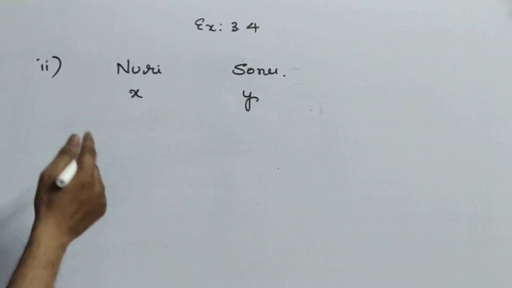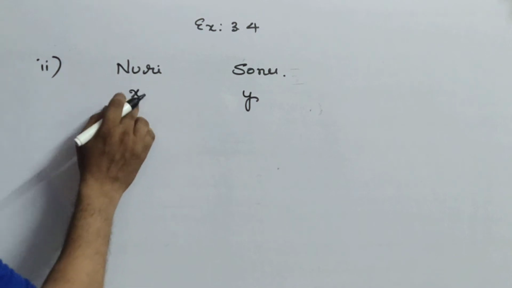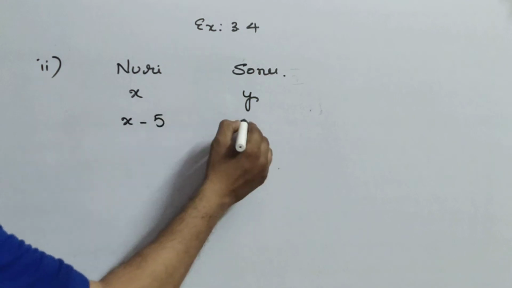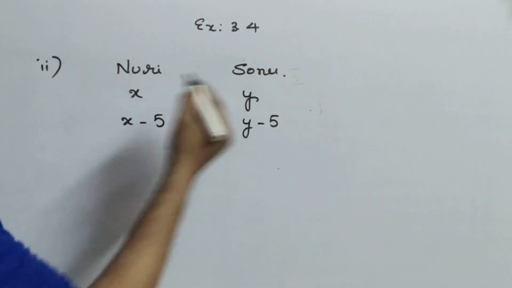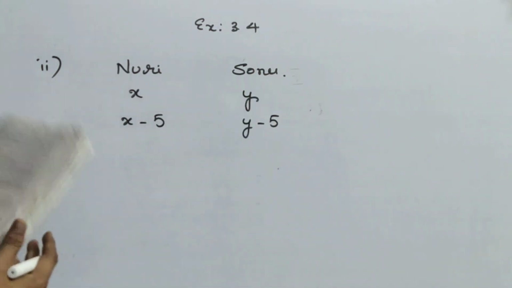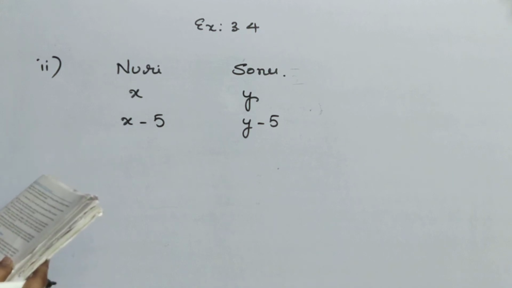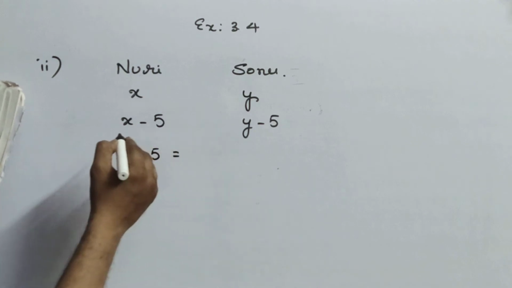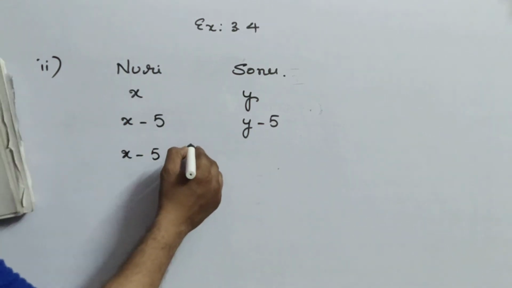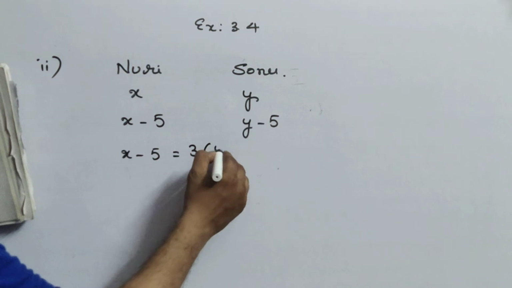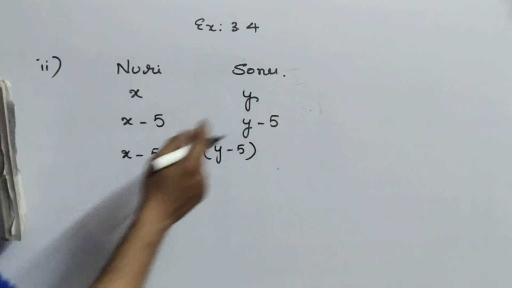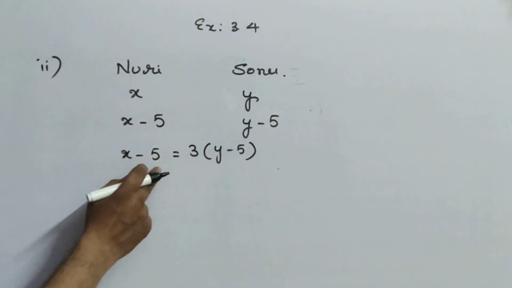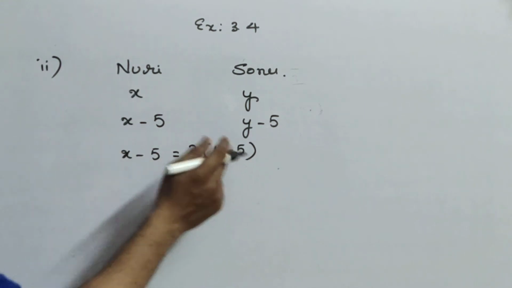5 years ago. 5 years ago means less. That means x minus 5 and here y minus 5. 5 years ago what happened? 5 years ago Nuri was, that means x minus 5 equals to thrice, meaning 3 times as old as Sonu. So Sonu 5 years ago was y minus 5. So x minus 5 equals to thrice of y minus 5.